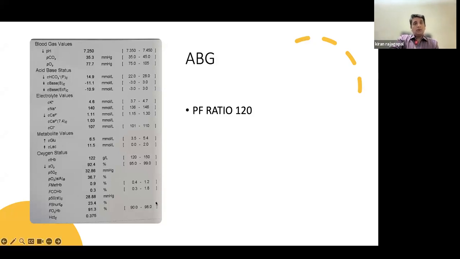No. Since you have kept him on NIV and you have taken an ABG, when you see the PF ratio, it is somewhere around 120. What will you do? That is still low, right? So what will you do? What should you anticipate in such a situation? When such a patient comes to your ICU and you are looking after him, what should you anticipate? What is going to happen to him, or what is going to be done to him?